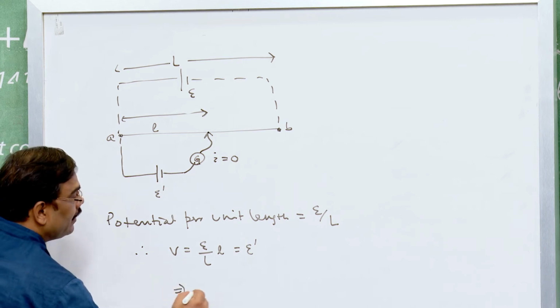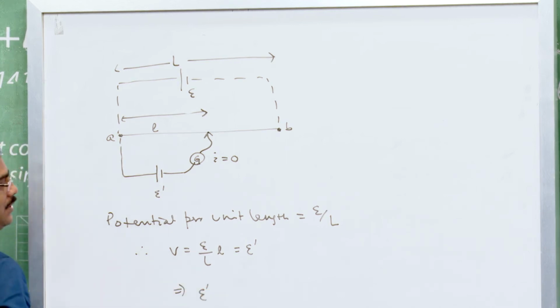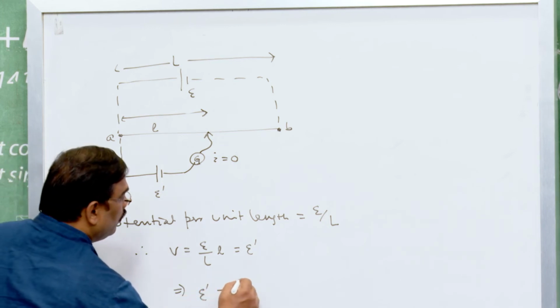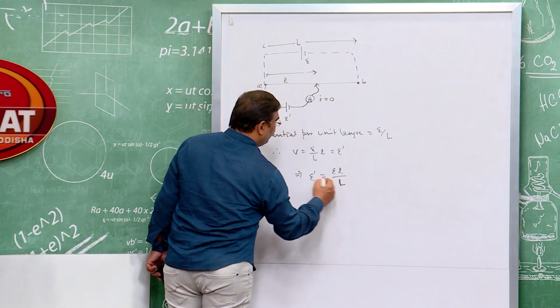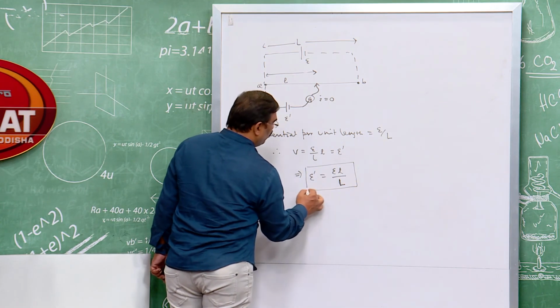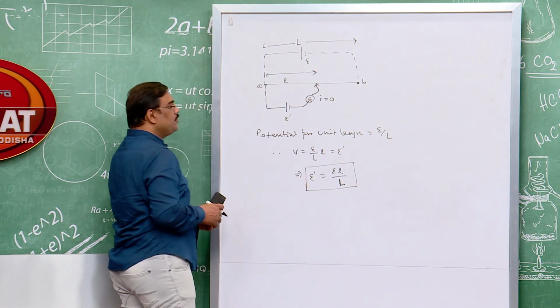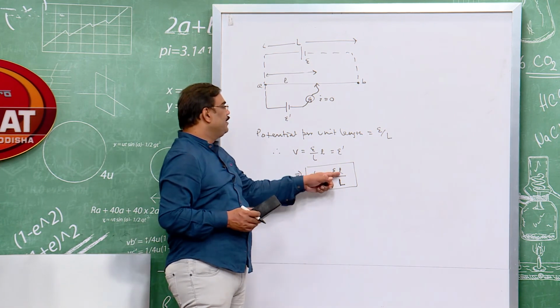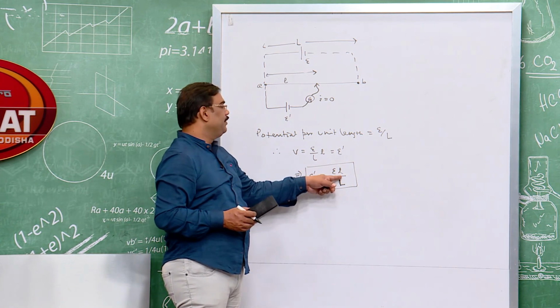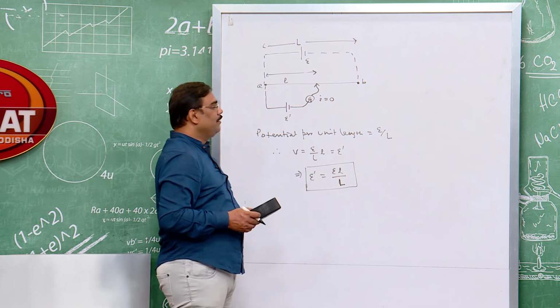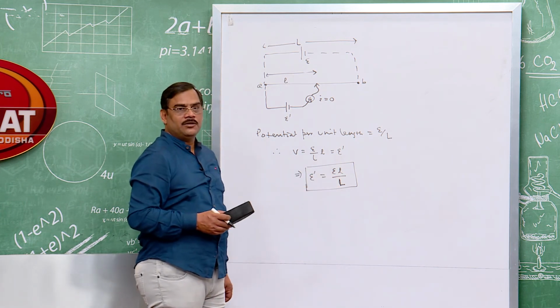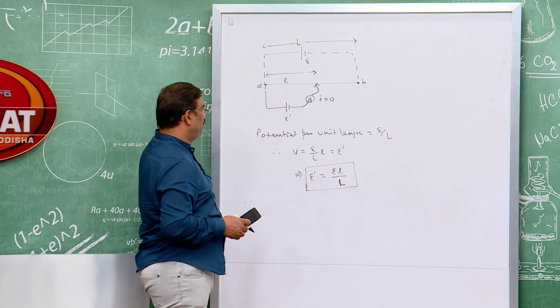So, this implies the EMF of the cell, E dash, equals E into L divided by capital L, where E is the biasing voltage across the potentiometer, small L is the length at which the bridge is balanced, or current is 0 through the galvanometer, and capital L is the total length of the potentiometer wire.